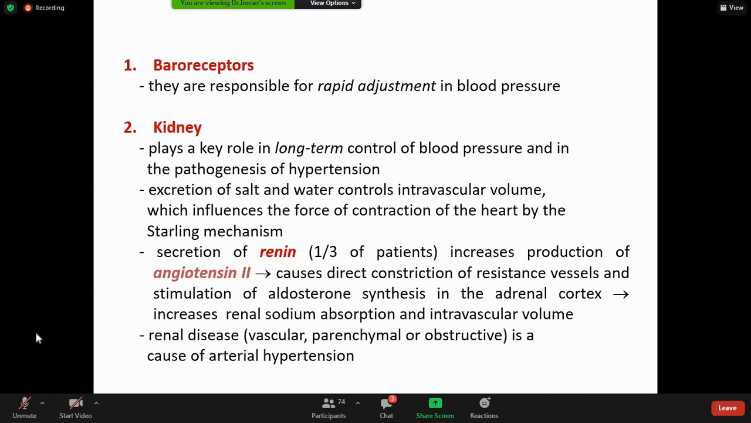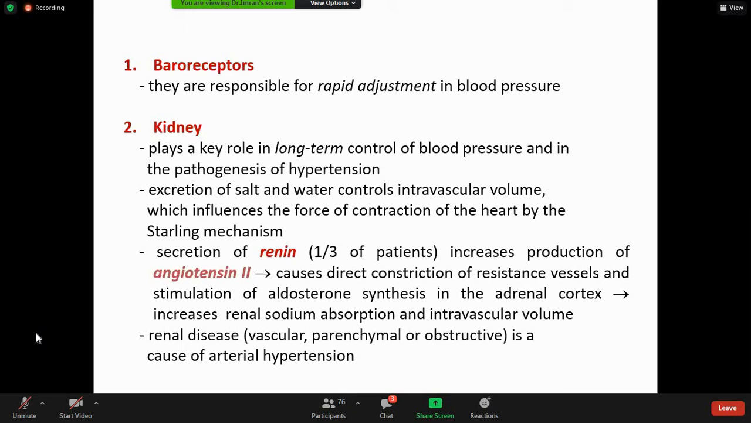Baroreceptors are responsible for rapid adjustment in blood pressure. That means if pressure receptors are stimulated, they try to normalize blood pressure. And if there is hypotension or decreased blood pressure, again these baroreceptors are stimulated and try to increase the blood pressure.